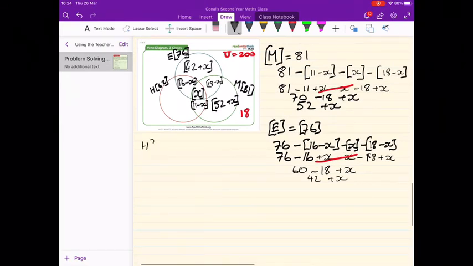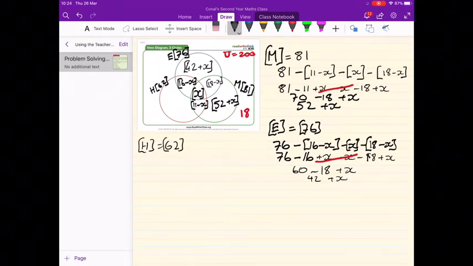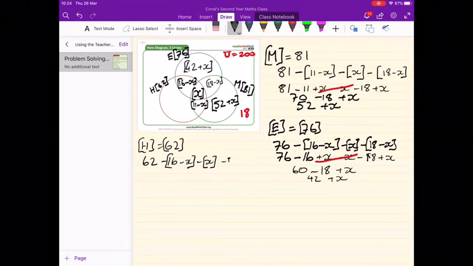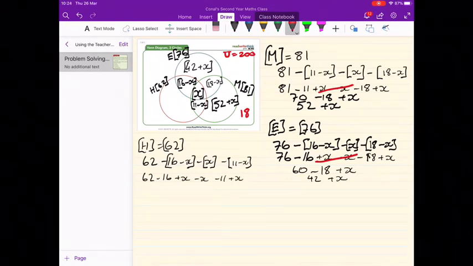Then the very last one is for history. So we have history is 62 students. So we have to say, well, we have 62, take away 16 minus X, take away X, and take away 11 minus X. So that's 62, take away 16 plus X, minus 11 plus X. So we plus X minus X, cross them off.